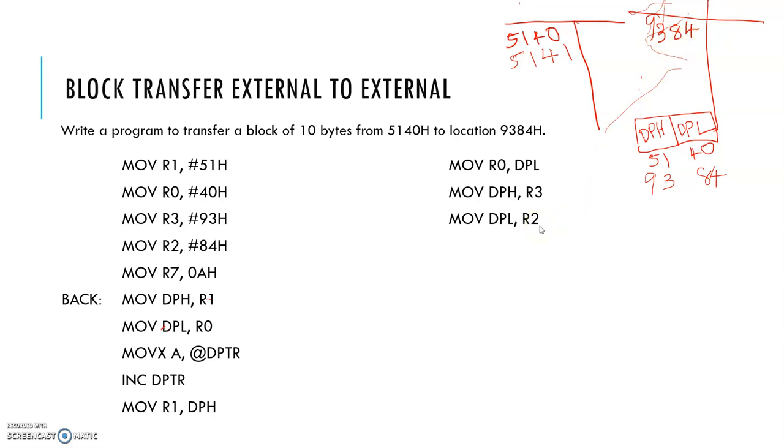So we need to copy the data to the destination address location. The destination is at DPTR, that is DPTR is pointing to the destination, and we need to move from A. So we write the instruction MOVX @DPTR, A. So the data is transferred from accumulator to the location pointed by DPTR. So we increment the DPTR so that it points to the next destination address.